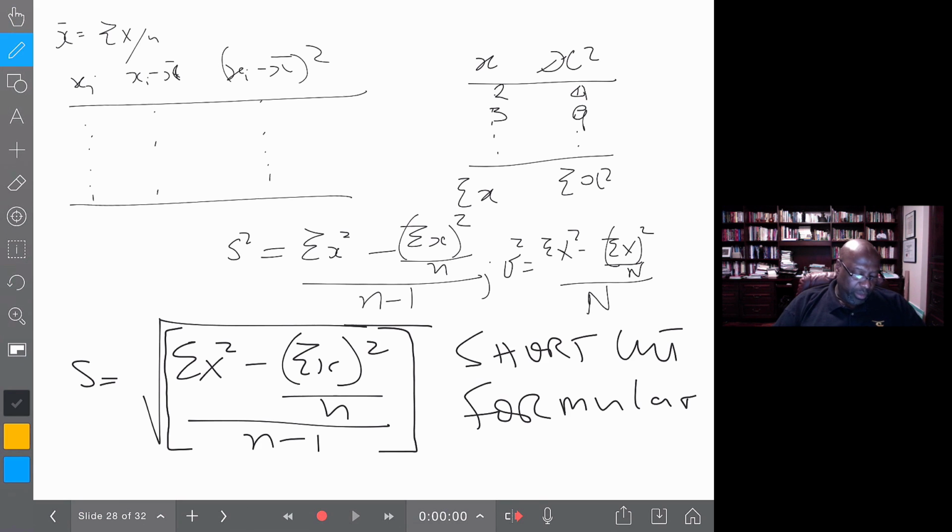And I just also want to mention to you at this point that the numerator, we have a term for it that I want you to become familiar with as early as possible, called sum of squares.